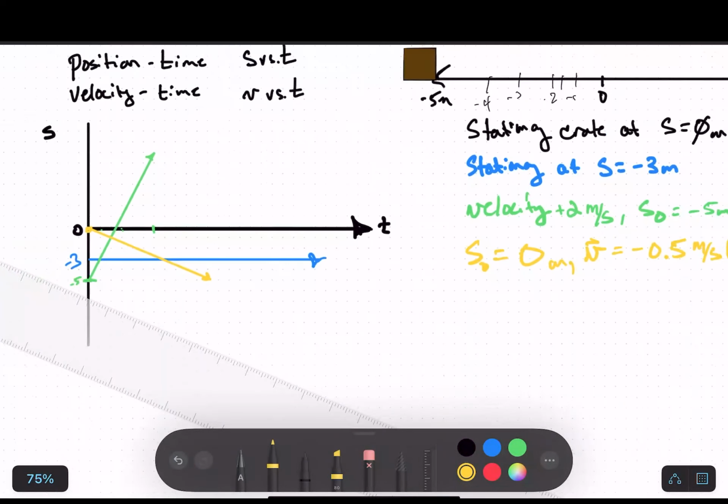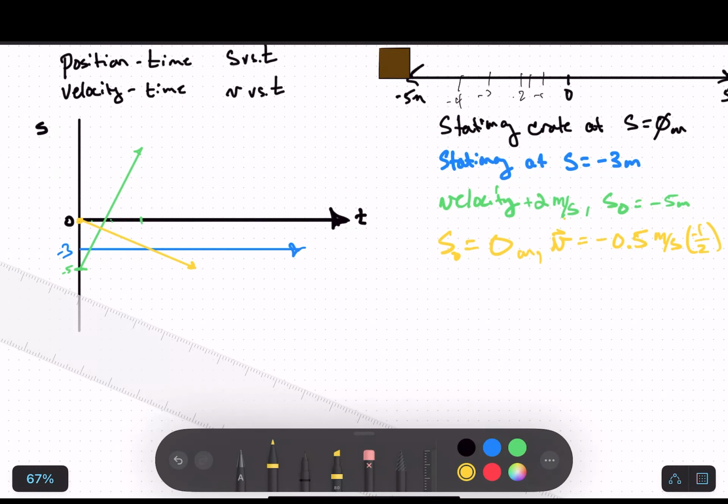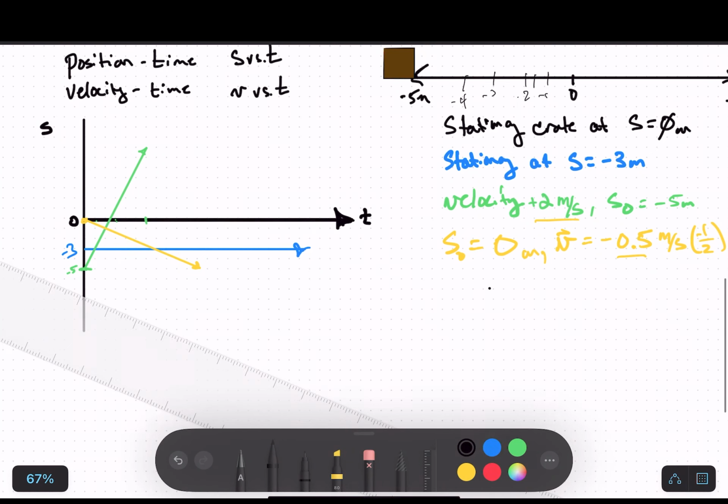Okay, so what can you tell me about our velocity, one of them having a velocity of positive 2 meters per second, and the yellow one having a velocity of negative 0.5 meters per second? Well, the green one's going up, and the yellow one's going down. And not only that, but these numbers, our velocity is the slope of the position time graph, S versus T.